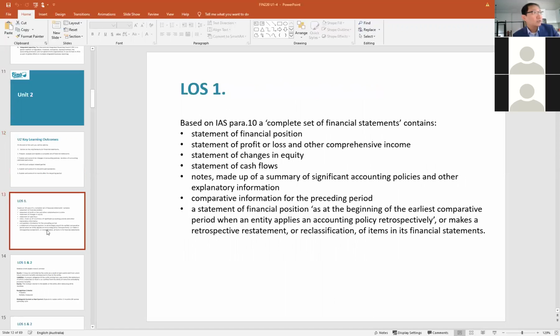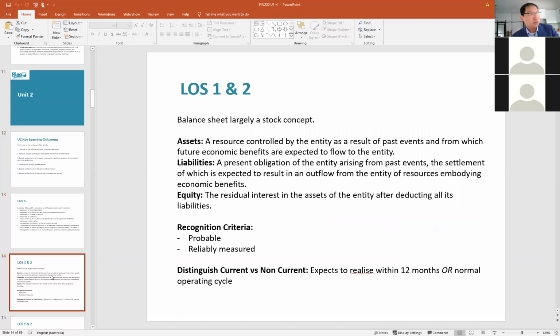So with the financial statements, we talked about this earlier, that it consists of a combination of a statement of financial position, a statement of profit and loss and other comprehensive income, statement of changes in equity, a cash flow statement, the notes, comparative information, and also a statement of financial position at the beginning of the earliest comparative period when you make any changes in your accounts. Now let's go through each of these in turn.